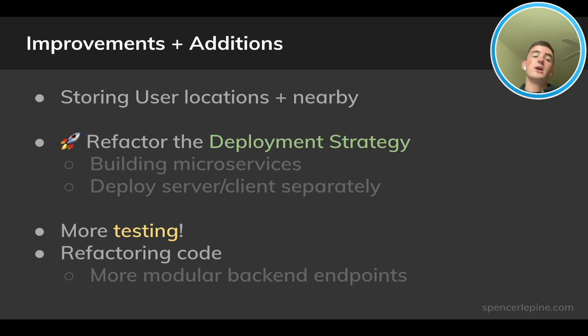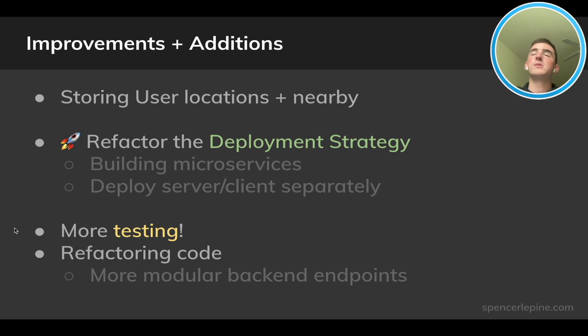And then another improvement would be refactoring the deployment. So maybe isolating the microservices for the backend, that could help. And then also deploying the server and client separately. Right now, everything is in the same GitHub repository, and it gets kind of entangled. It's pretty isolated, but it's hard to read through the repository if you don't understand it.